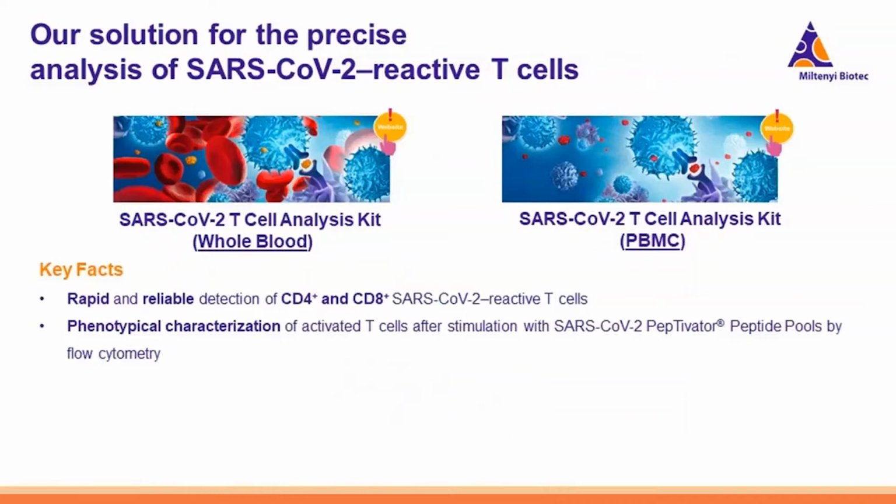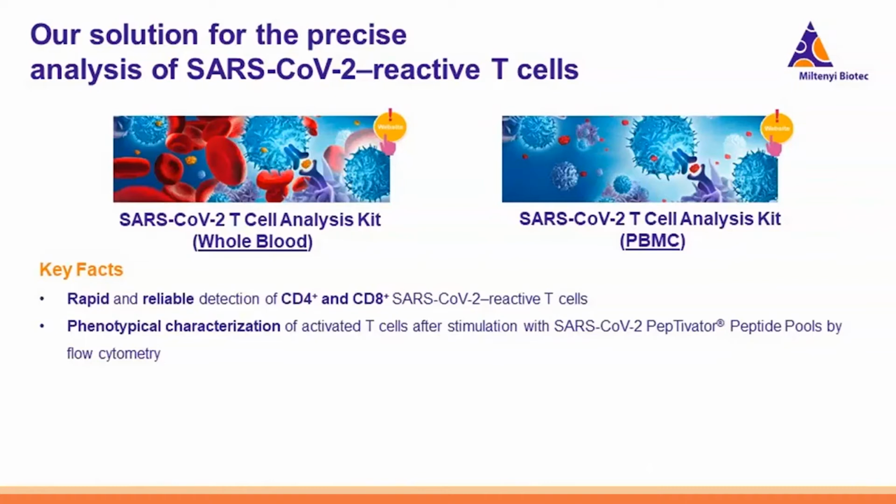So here, let's have a closer look at our SARS-CoV-2 T cell analysis kits. Our portfolio includes 2 different types of kits to give the researcher full flexibility in the choice of starting material. The SARS-CoV-2 T cell analysis kit whole blood allows you to directly measure T cell response in whole blood samples, while the SARS-CoV-2 T cell analysis kit PBMC gives you the option to measure T cell response in fresh as well as frozen PBMC samples.